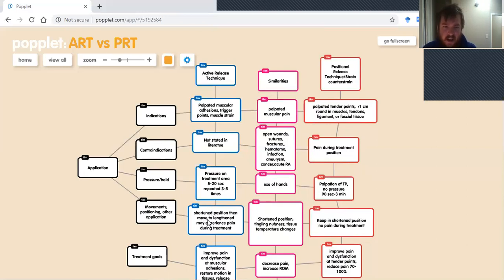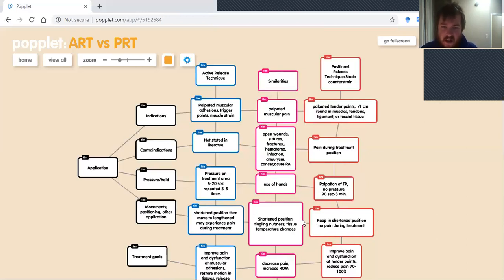With ART, you're in a shortened position, which is similar to positional release technique, but then the patient, or sometimes the practitioner, moves into a lengthened position. So they're going from dorsiflexion to plantar flexion, etc., doing opposite movements. Another big difference between the two techniques is that with ART, you may experience some pain and discomfort during the treatment, whereas with PRT, you shouldn't have any pain, otherwise the treatment isn't effective.